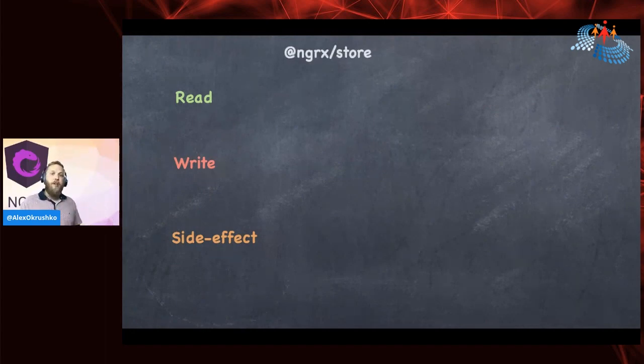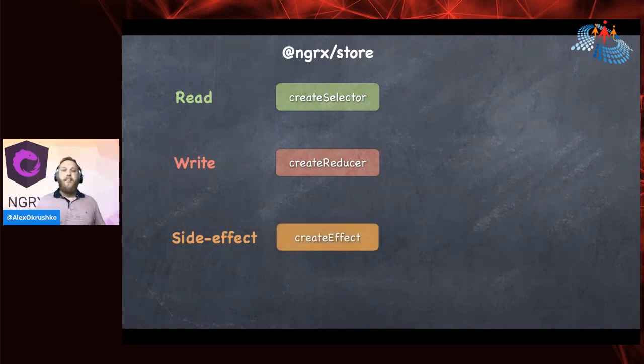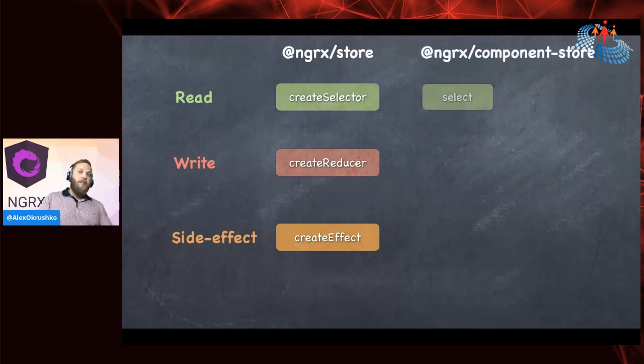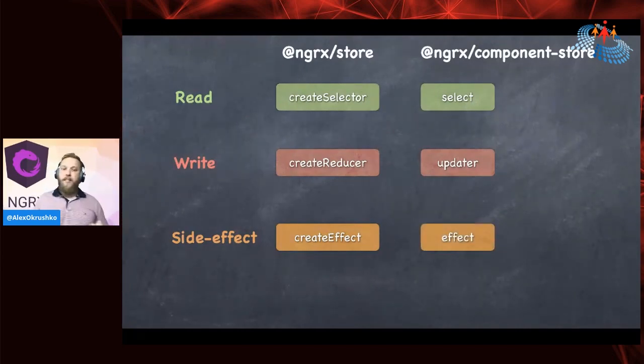If you're familiar with the global NgRx store, you've probably seen createSelector, createReducer, or createEffect. Those are the factory functions to read, write, or create some side effect and manage it. Component store also has a way to read it, and we call this a select method. There's a way to write the state, and we call it an updater, which updates the state. And the side effect is just an effect.